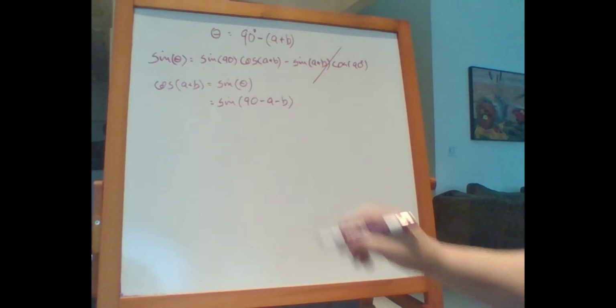And then it's just an application of the double angle formula in such a way that we can derive the double angle formula for the cosine function. So that's an important identity. And conversely, what if we have cosine A minus B? Well, what if we have this instead?